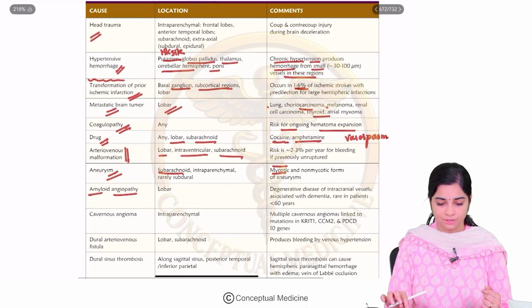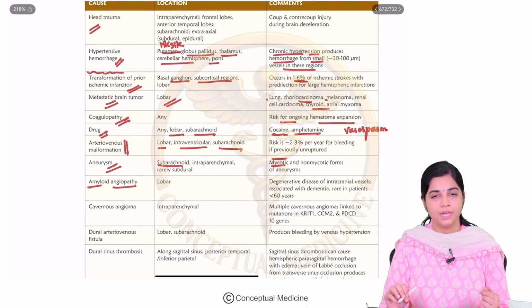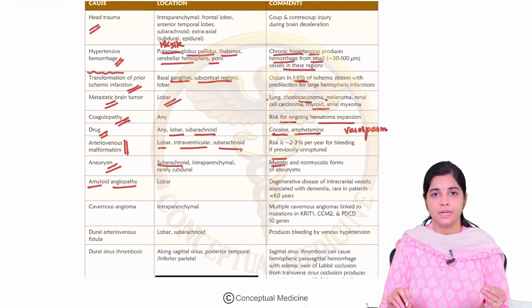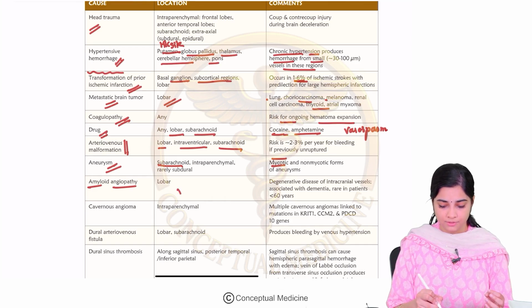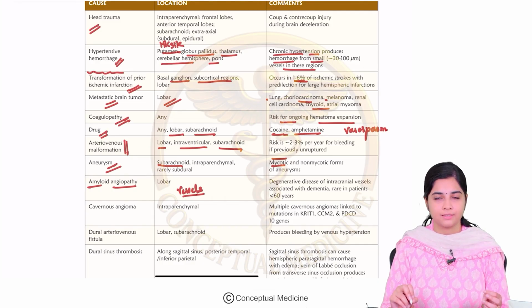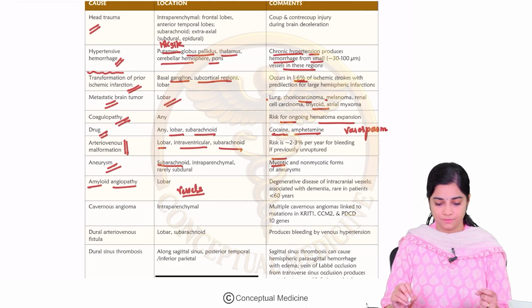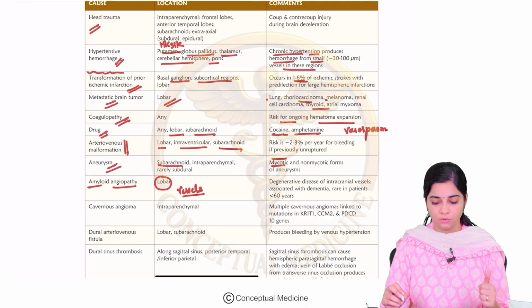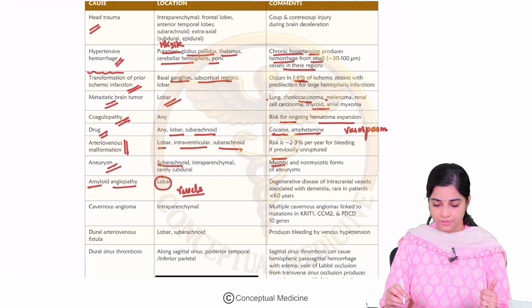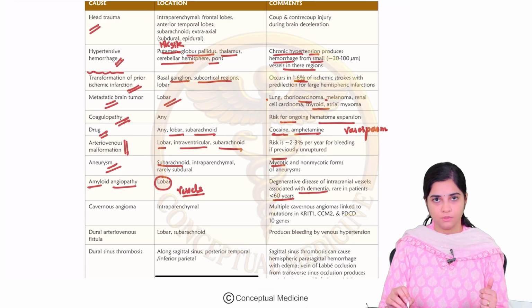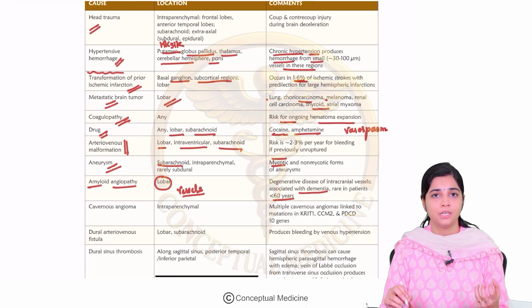Then we have something called amyloid angiopathy. Amyloid angiopathy is basically a degenerative disorder, especially found in the elderly, where there is amyloid deposition in the vessels, in turn causing inflammation of the vessels. The kind of hemorrhage that you get in amyloid angiopathy is a lobar hemorrhage. This can be associated with dementia, and it is not common in the age group less than 60 years. So how do you diagnose amyloid angiopathy?